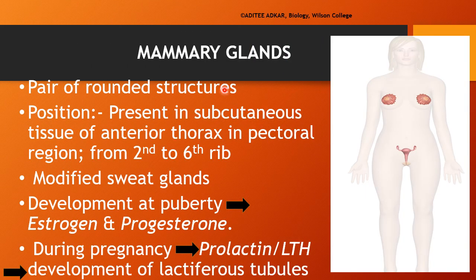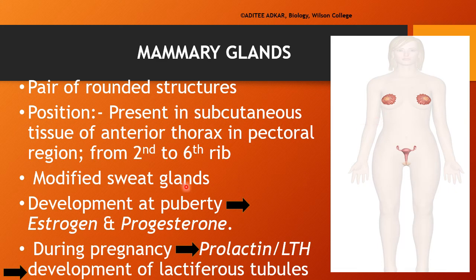Another accessory glands of the female reproductive system are the mammary glands or the milk-producing glands. The mammary glands are a pair of rounded structures present in the anterior thoracic region from the level of the second to the sixth rib. Here we can see the location of the mammary glands. The mammary glands are modified sweat glands.